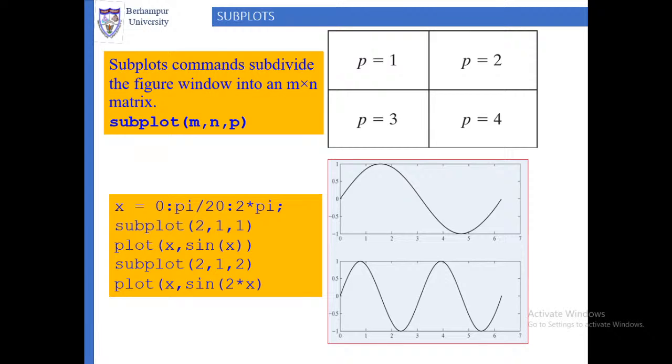So the command will be subplot(m, n, p). Now suppose we have a 2 cross 2 matrix. So this will be subplot(2, 2, p). Now what is p? P equal to 1 means m is equal to 1, n is equal to 1, so that is the first plot. Then m is equal to 1, n is equal to 2, that is p equal to 2. So this will always be from left to right. P is equal to 1, 2, 3, 4, the plot number or figure number within the main figure.